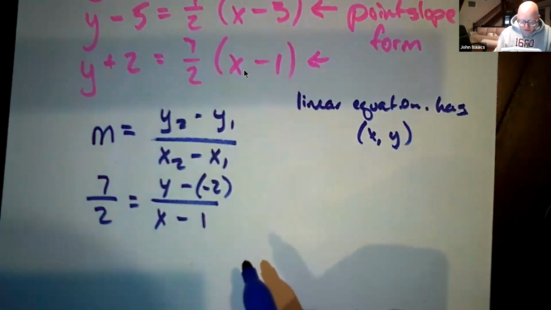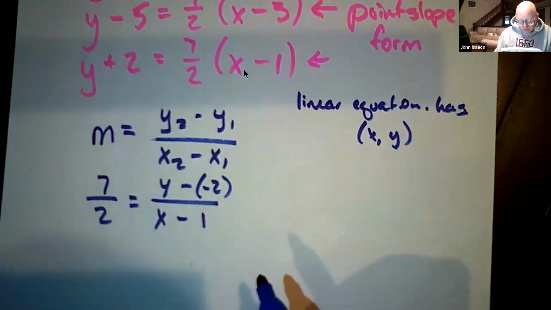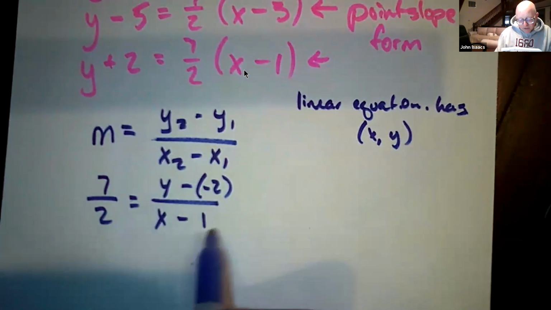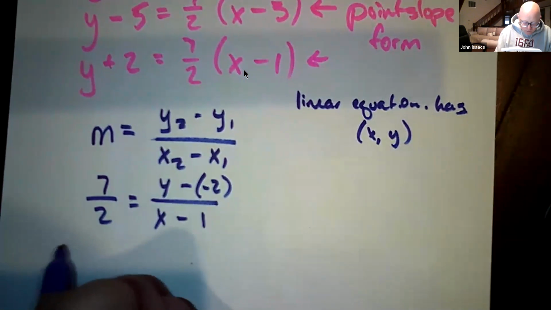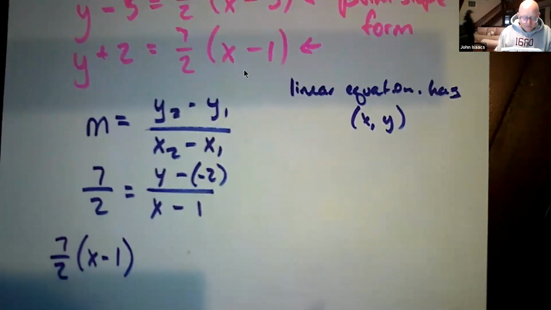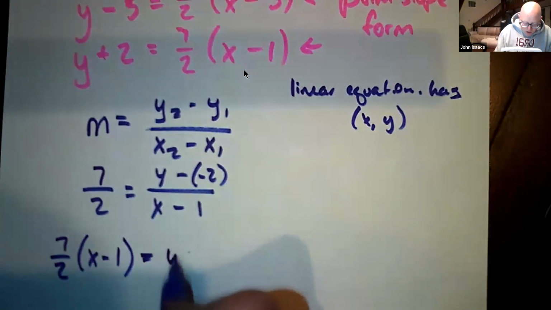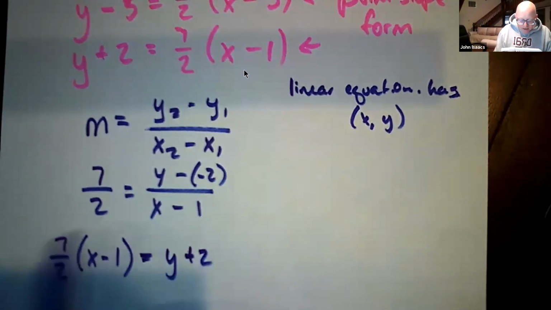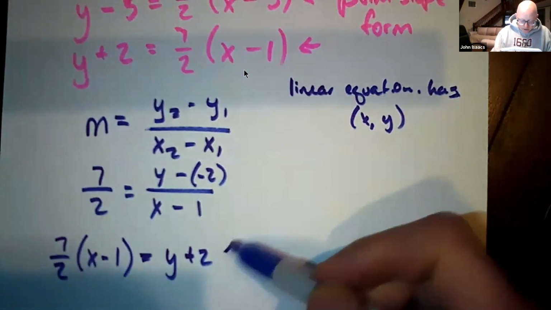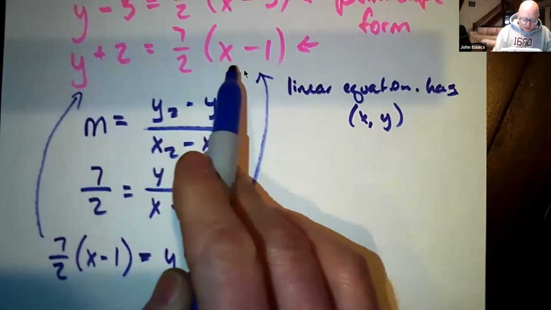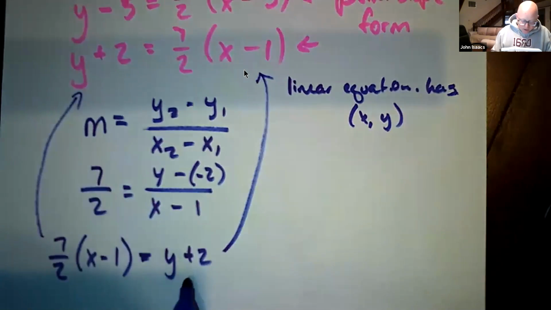And then if we cross multiply, or not cross multiply, but multiply by this x minus 1 that's in the denominator to get it out of the denominator, we wind up with 7/2 times x minus 1 equals y minus, well, minus -2 is plus 2. All right. And that is the same as what we have here, right? It's just what's on the right is on the left, and what's on the left is on the right, okay?